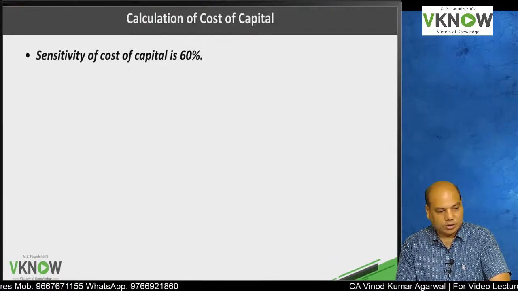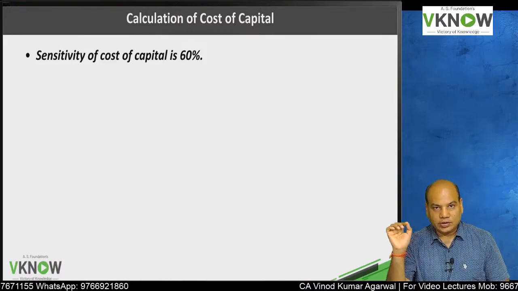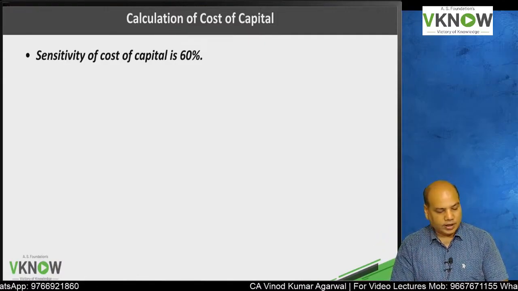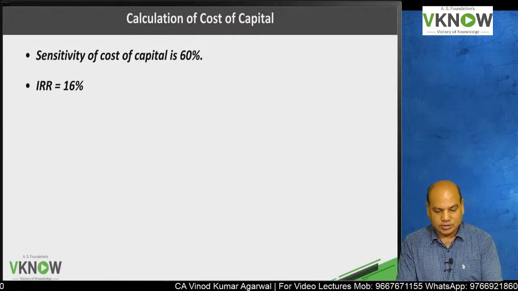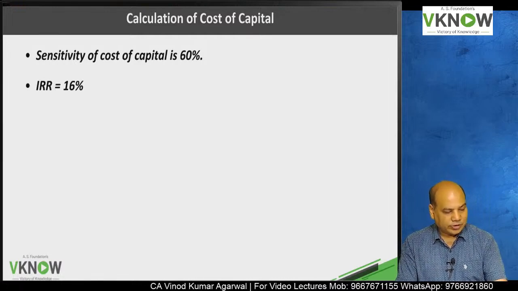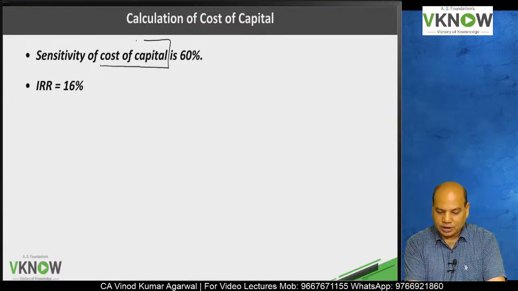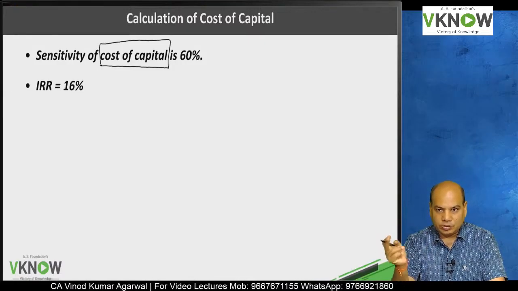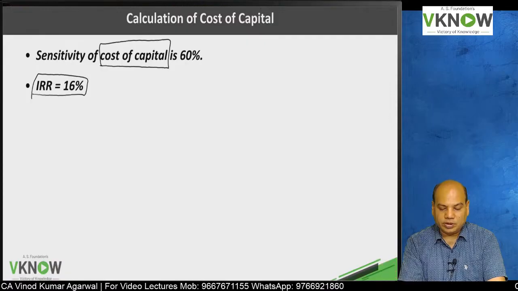Now write down step number 2, calculation of cost of capital. Cost of capital we have to find. You are given IRR 16%. You are given sensitivity of cost of capital is 60%. IRR is 16%. What does that mean? It means if your cost of capital increases by 60%, NPV will be 0, and IRR of 16% means at that discount rate NPV will be 0.